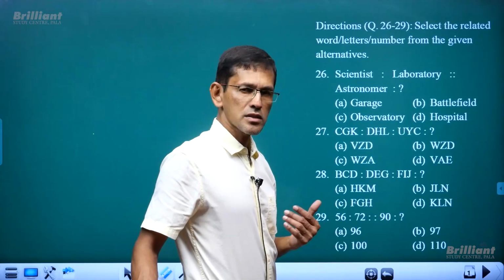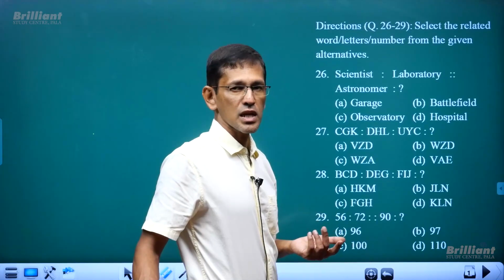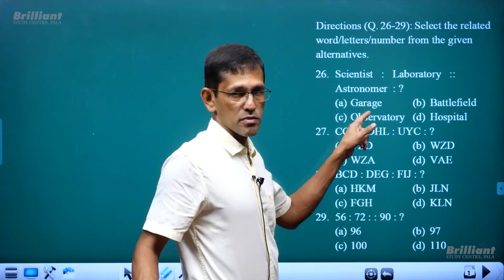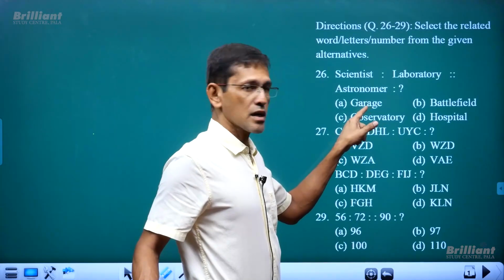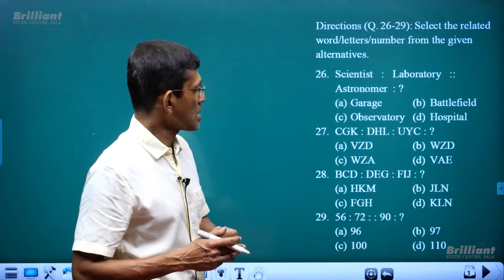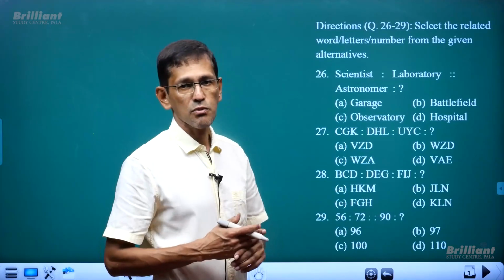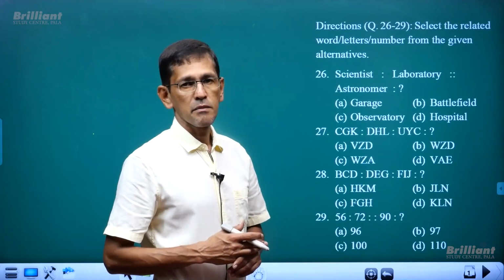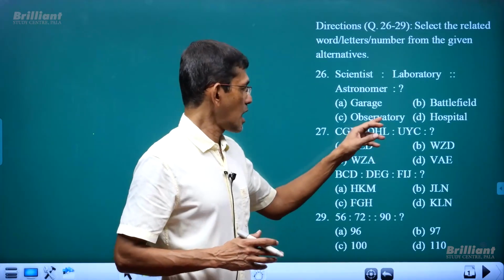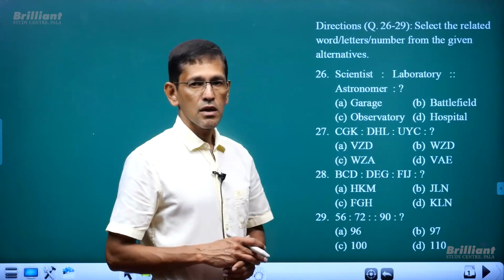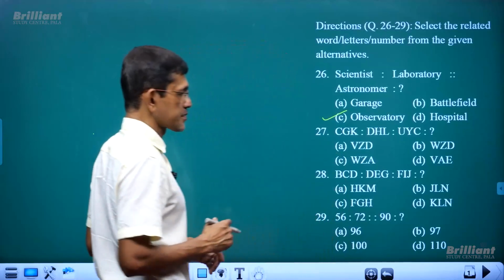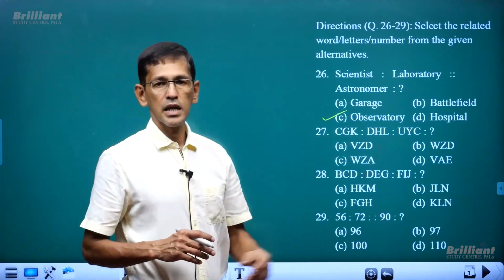If you take garage in terms of workshop, usually a garage is a place where you keep the car. It must be workshop. Anyway, in India we call garage a workshop as well. Garage, workshop, same meaning. So who works in the workshop? Mechanic, right? And battlefield is for soldier, and hospital, doctor. So naturally, what is left out is observatory. So astronomer is to observatory.